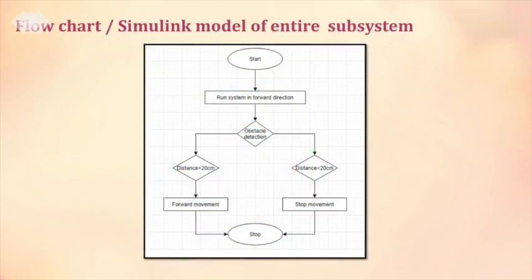Moving on, we have the flowchart for the entire subsystem. So we first start, we turn our bot on, and it is supposed to be moving in the forward direction. Next, if it detects an obstacle, there are two scenarios. If the distance between our bot and the object is greater than 20 centimeters, it will continue to move forward. But the second the distance becomes less than 20 centimeters, the bot will come to a stop.